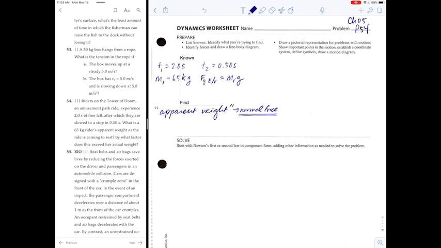By what factor does this exceed her actual weight? Her actual weight is the force of Earth on her. So we do know that. Okay. So we have these 2 time intervals. It seems like we're worried about the part where she's coming to rest.